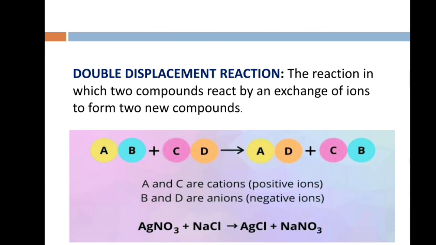Next is the double displacement reaction. In a double displacement reaction, two compounds react by an exchange of ions to form two new compounds. Here silver nitrate reacts with sodium chloride and forms silver chloride plus sodium nitrate. Here a mutual exchange of ions takes place. So we can say that in a double displacement reaction there is a mutual exchange of ions, or two compounds react by an exchange of ions to form two new compounds.